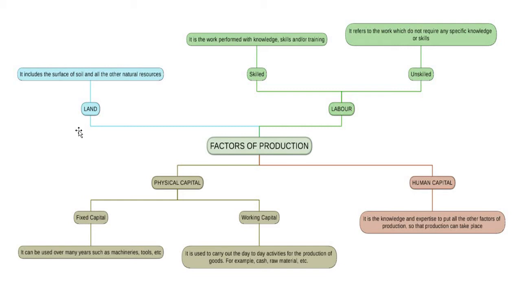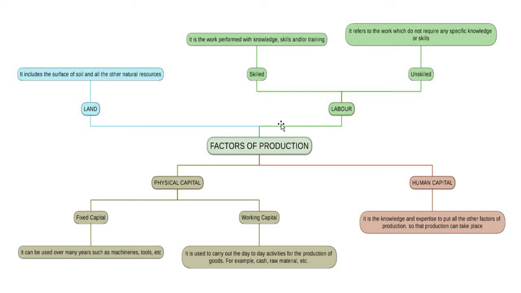So the first factor of production is land. It includes the surface of soil and all the other natural resources. So land is not only about a piece of earth surface, it also includes all the other natural resources such as sunlight, air, and things like that. And the second factor of production is labor.